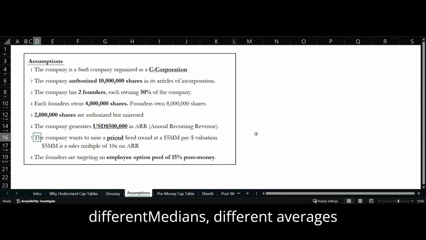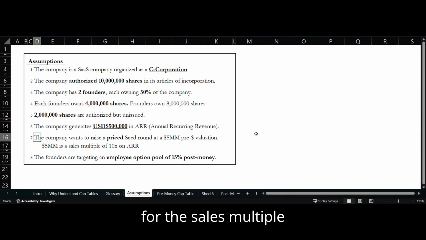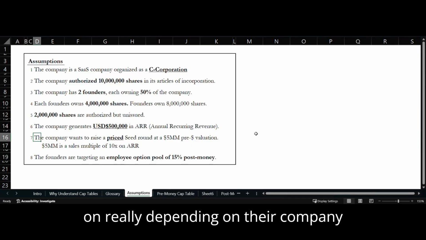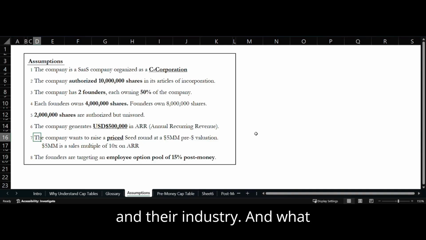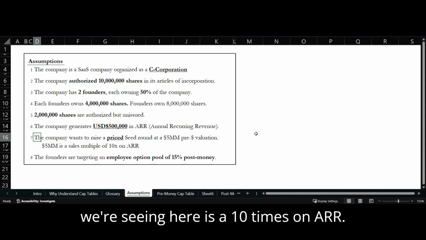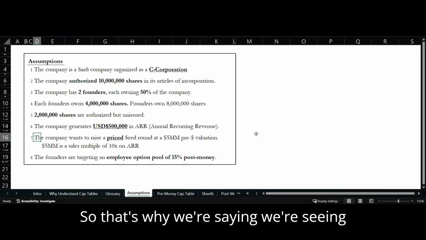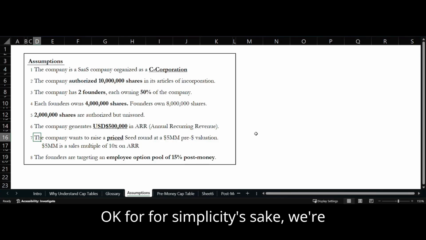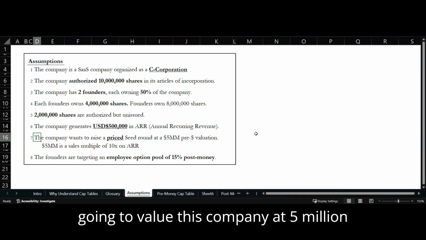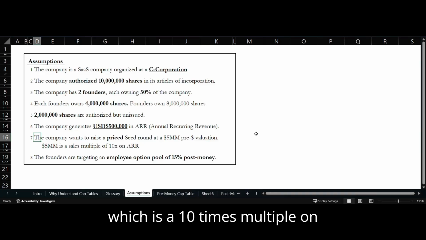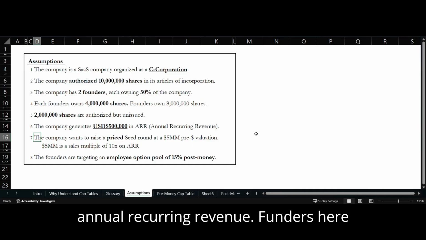Each industry has different medians, different averages for the sales multiple, depending on their company and their industry. And what we're seeing here is a 10 times on ARR. So that's why we're seeing, okay, for simplicity's sake, we're going to value this company at 5 million, which is a 10 times multiple on annual recurring revenue.